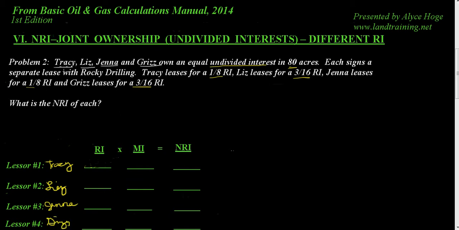So let's look at their different royalty interests. So Tracy leases for a 1/8 royalty. So we're going to put a 0.125 in there. And then Liz leases for a 3/16 or a 0.1875. And then Jenna leases for a 1/8, so she's also got the 0.125. And then last but not least, Grizz leases for a 3/16 royalty or 0.1875.